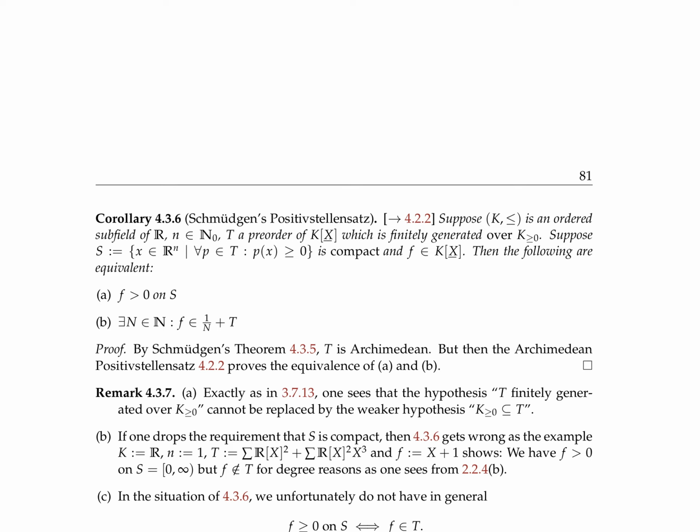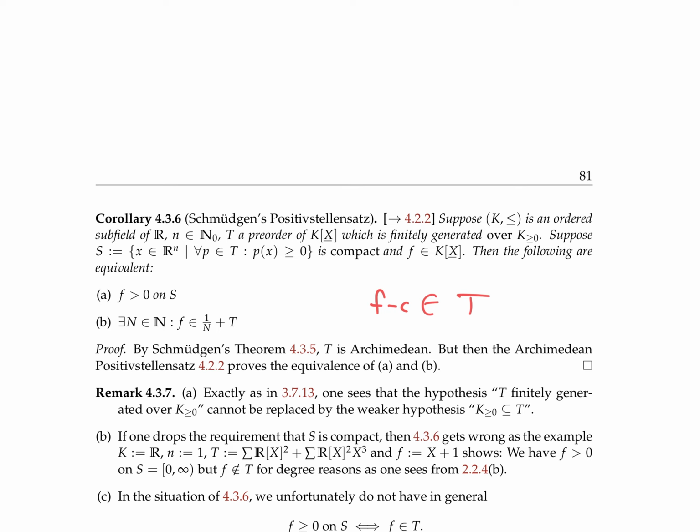And here we don't have a denominator, right? So we could actually maximize c such that f minus c lies in T. But there are other problems, because T cannot be just the sums of squares in Schmüdgen's Positivstellensatz, otherwise S would not be compact. S would be the whole of R^n, at least if n is not 0.